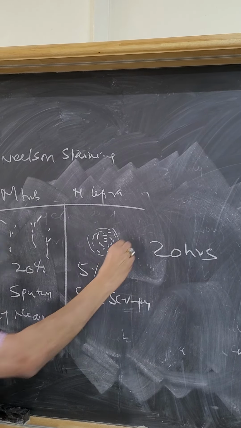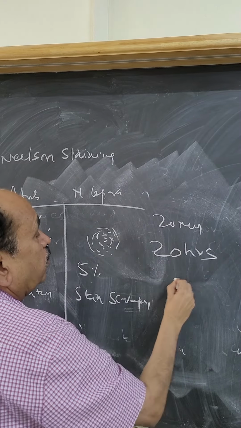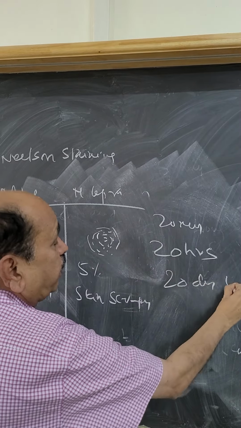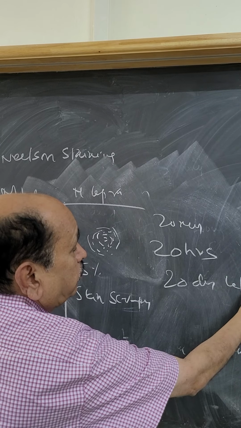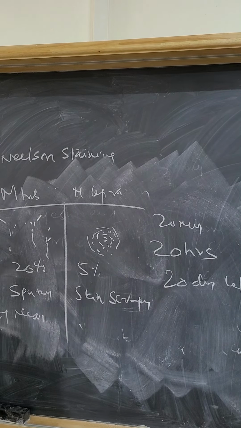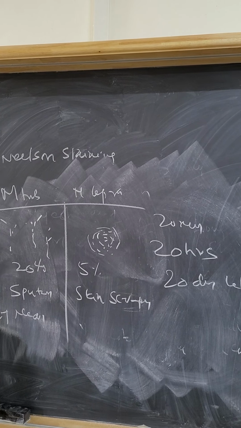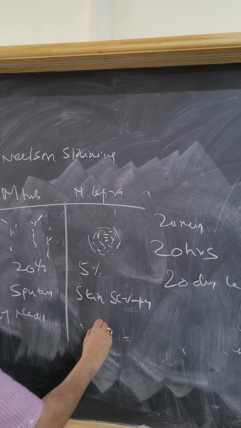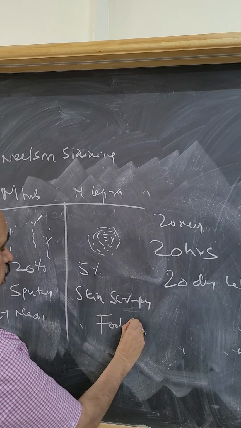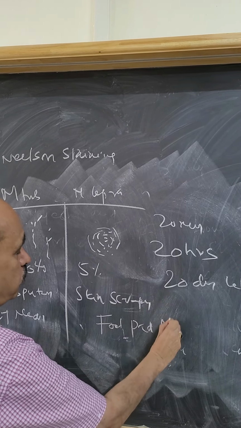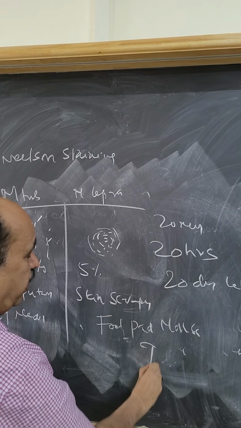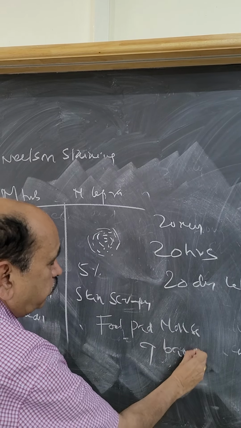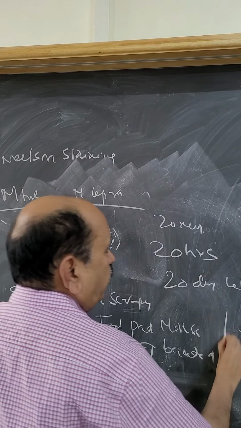20 hours in case of tuberculosis, 20 minutes in E. coli, 20 days in lepra bacilli. Although lepra bacilli was discovered earliest, it's called Hansen's bacilli. It is cultivated in the foot pad of a mouse, or in a 9-banded animal called the armadillo.